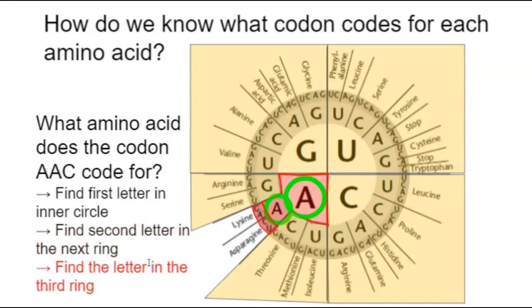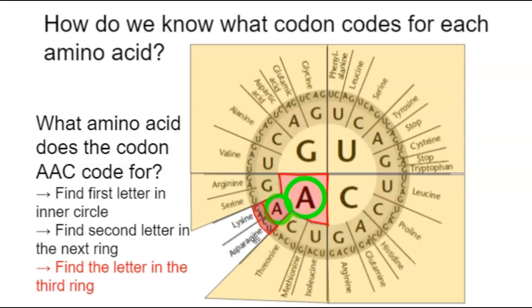And then we're going to find the last letter in the third ring. So C. So AAC. So this would code for asparagine. That's the name of an amino acid. You don't need to know what it looks like. Just know it's a molecule. It's an amino acid. It makes up proteins.